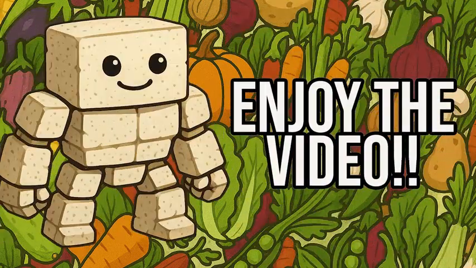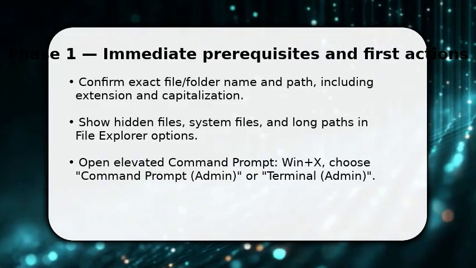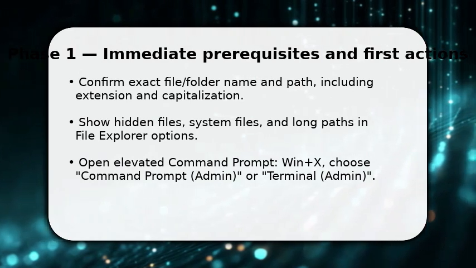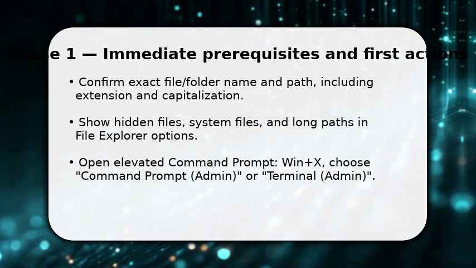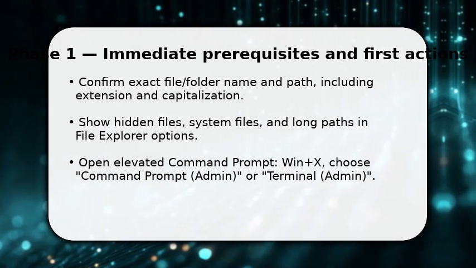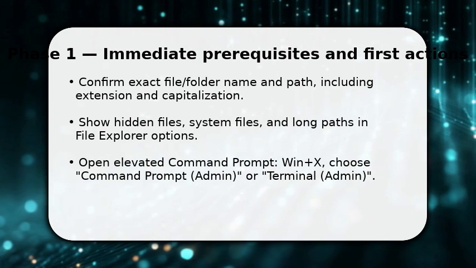Please enjoy the video. You begin by confirming what Windows cannot find: the exact file name, extension, and path. Once done, enable hidden and system files so nothing is missed. This prevents false missing file errors.